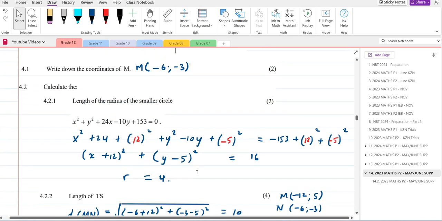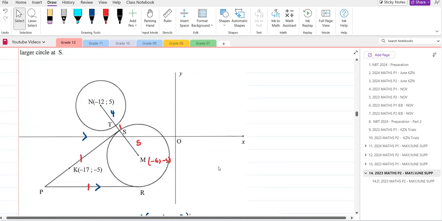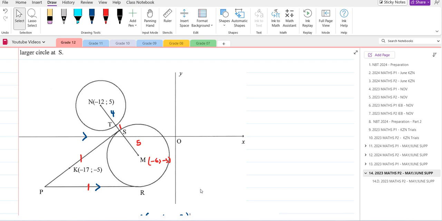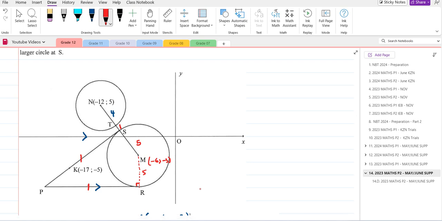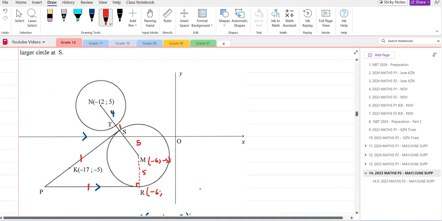Right, so determine the equation of the tangent PR. We want to find the equation of the tangent PR. Now, to find it, we want to see what the y value is, because PR is a horizontal line. So I'm going to drop this radius, MR, and you know that a radius is perpendicular to the tangent. That's going to drop by 5. So for M's coordinates, the x value remains the same, the y value drops by 5. So R becomes minus 6 and minus 8 because it dropped by 5.